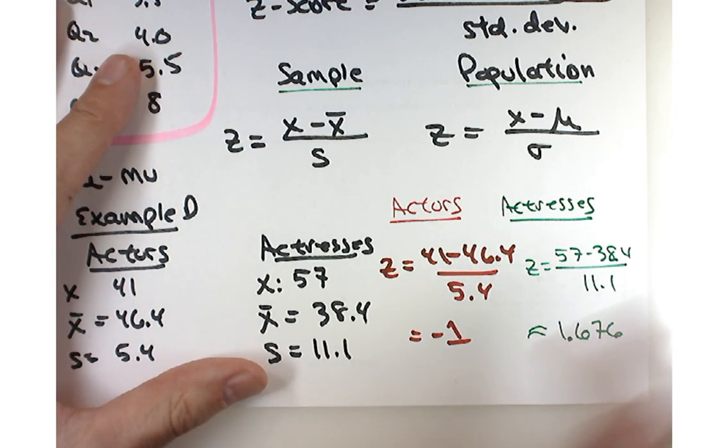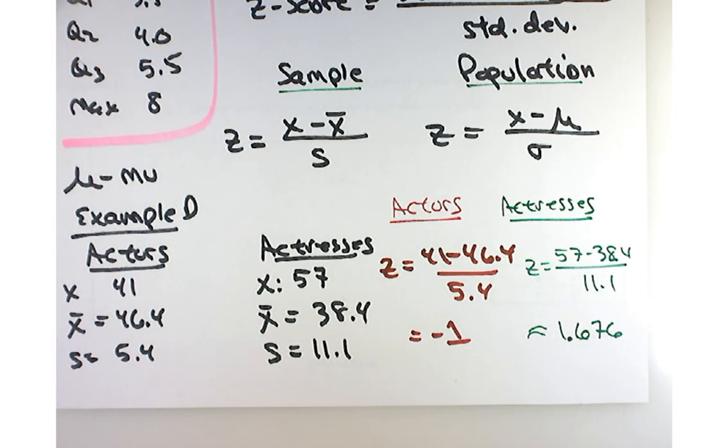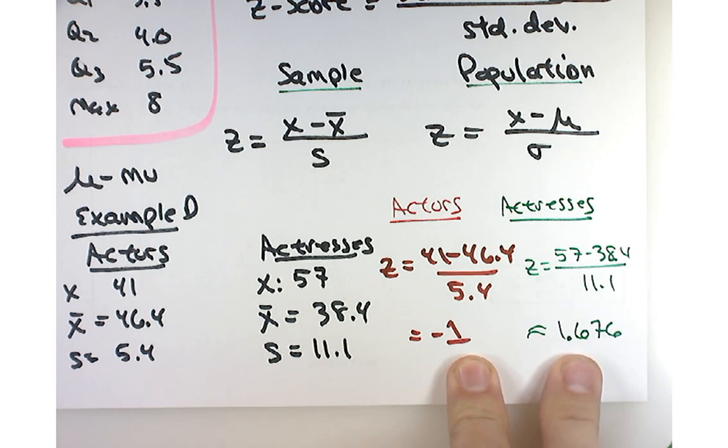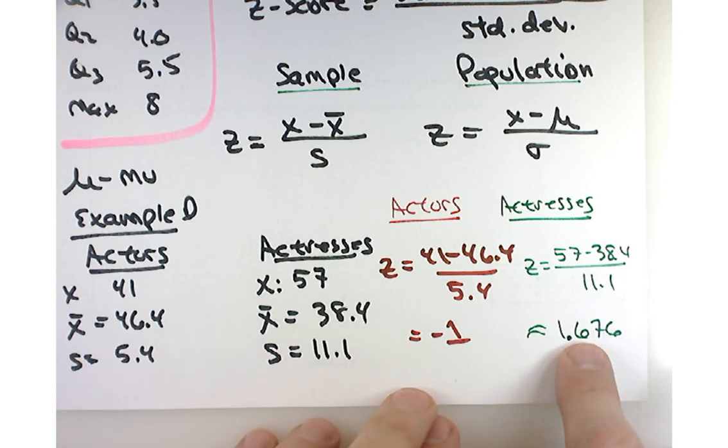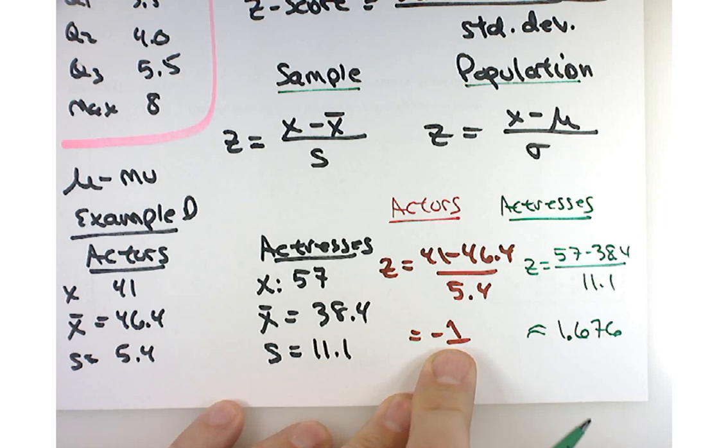But here's what you're getting. This is counting how many standard deviations away you are from the mean. So which one is farther from the mean, the actors or actresses? Actresses. You're closer to two standard deviations away from the mean here than you are here. Here you're just one standard deviation away from the mean.